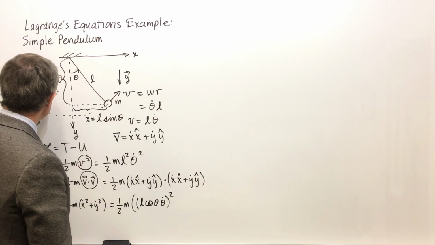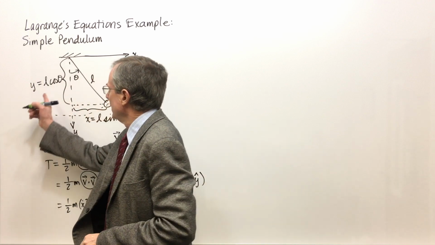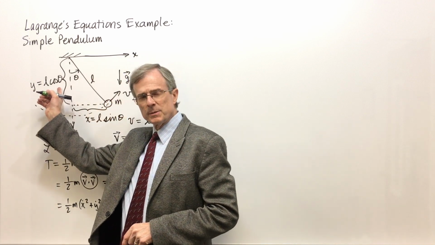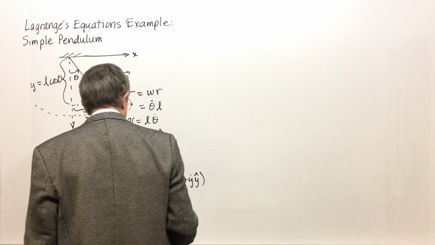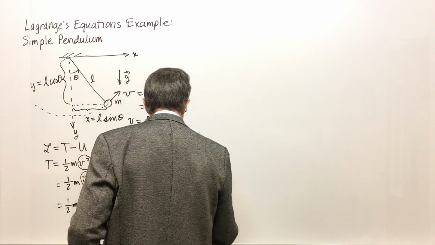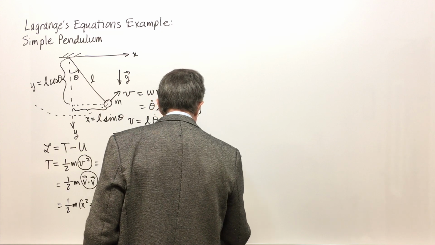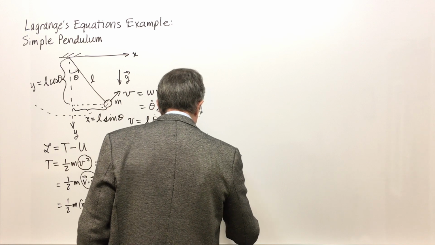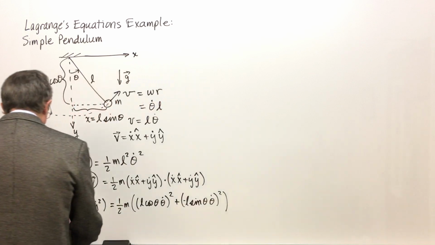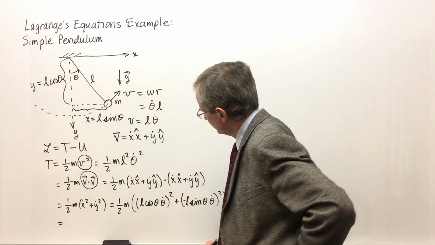Y dot is a similar matter. We want to take the time derivative of y. L is a constant. Derivative of the cosine is minus the sine. Derivative of the inside is theta dot. Minus L sine theta times theta dot. And finally, we can see what we get.